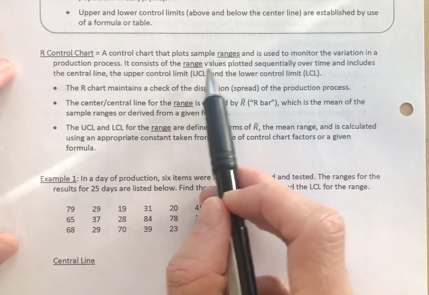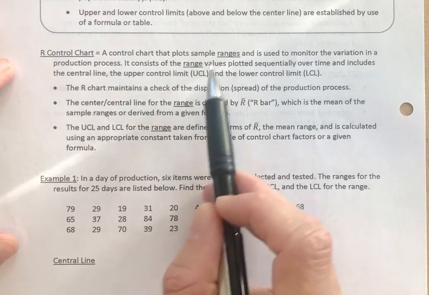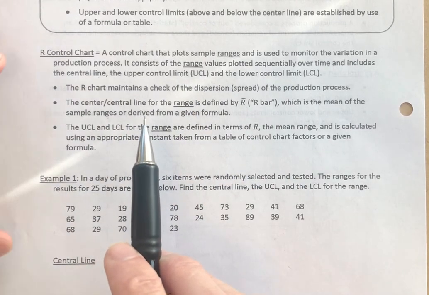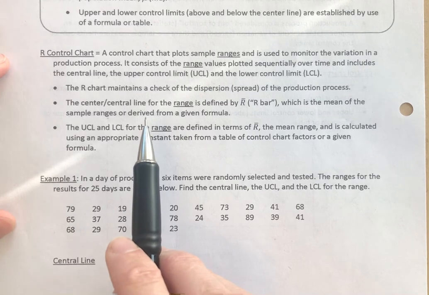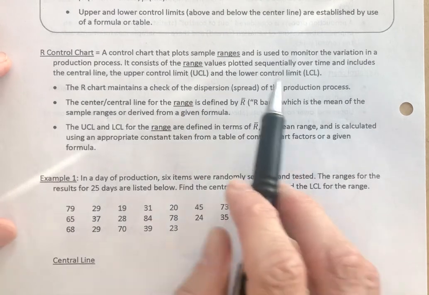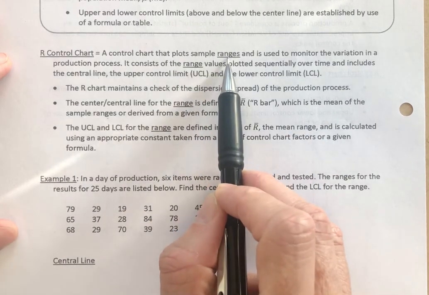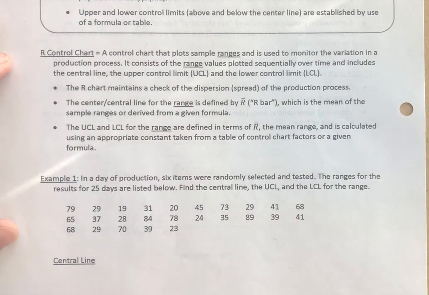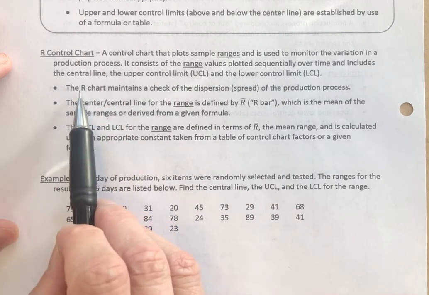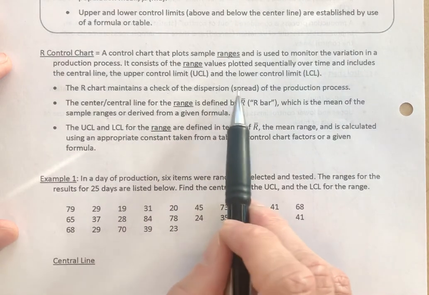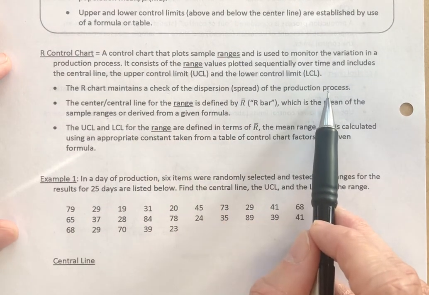You'll notice I've underlined the word range or ranges 4 times here. As you work with problems that deal with statistical process control and control charts, if you see that we're dealing with ranges, that tells you we're dealing with an R control chart. Okay? The R chart maintains a check of the dispersion or the spread of a production process.